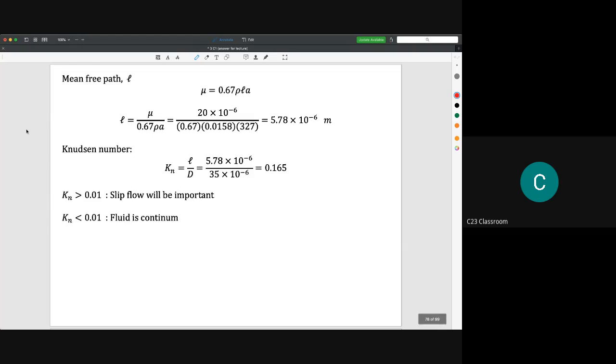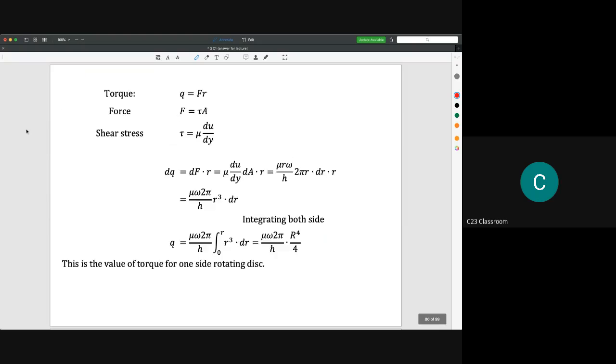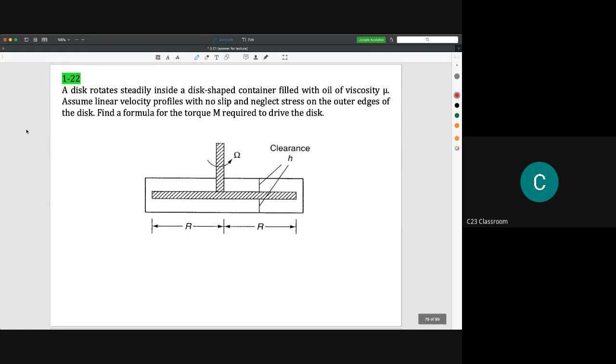Okay, this one I think we could skip. I think we already discussed this. Question 1 to 2 is about the rotating disc. But what I want to say here is how to calculate the torque. The question is about the torque.